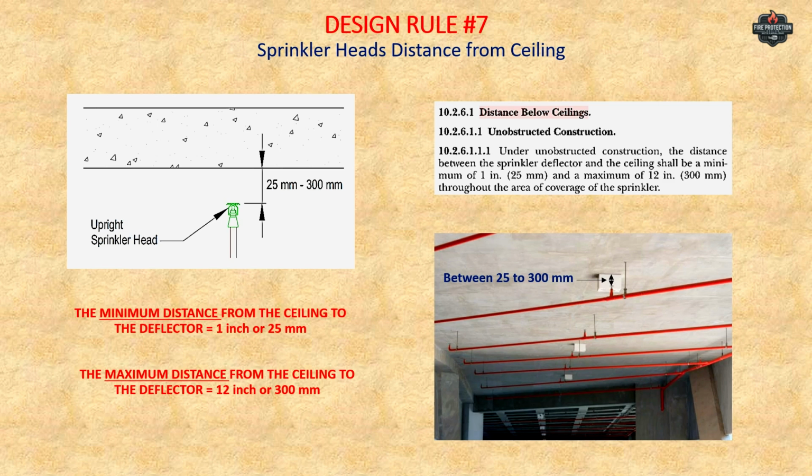According to NFPA 13, the distance of sprinkler heads from the ceiling is critical to ensure proper operation during a fire. The minimum distance from the ceiling to the deflector of a pendant or upright sprinkler head should be 1 inch. The maximum distance from the ceiling to the deflector of a pendant or upright sprinkler head should generally be 12 inches, that is 300 mm. In a practical situation, you can keep the average distance from 10 to 15 centimeters.